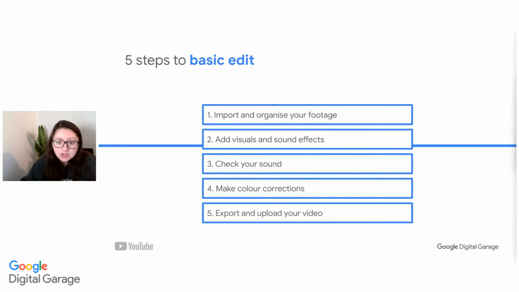And then you can export and upload your video. You can review the video as a full video, as a whole. Make sure that you're completely satisfied with how everything looks and sounds, and then you can export it. Once it's exported, you can then upload your video to YouTube, and when it's processed, you can then publish that when you're ready.